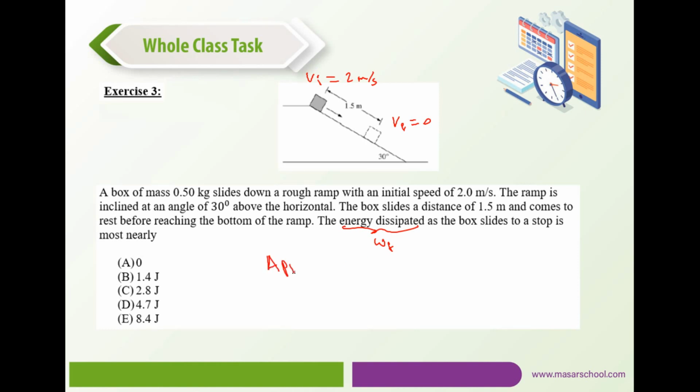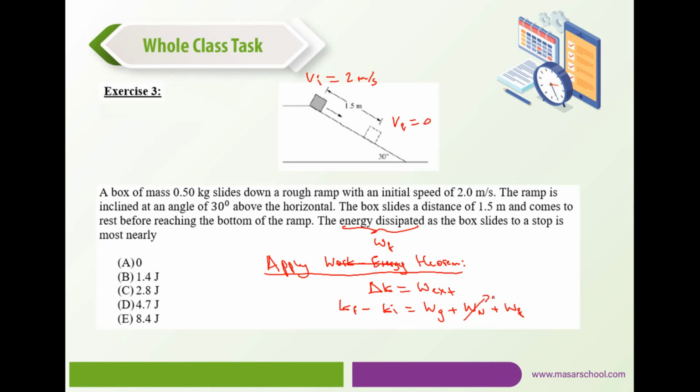Let me apply the work energy theorem, and that would be the variation in the kinetic energy equals the work of the external forces. Now, kinetic energy final minus kinetic energy initial. What are the forces acting on the block? We would have the pull of gravity, we would have the normal push, and we would have the frictional forces. The normal push does zero work.